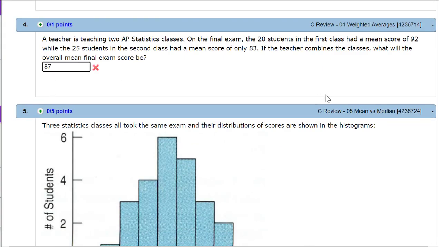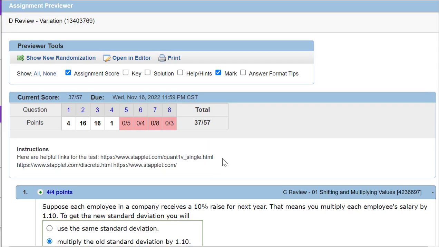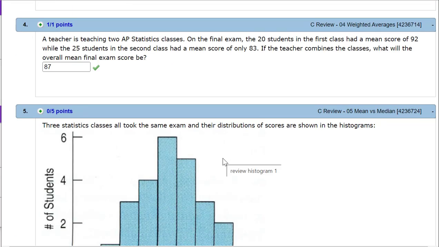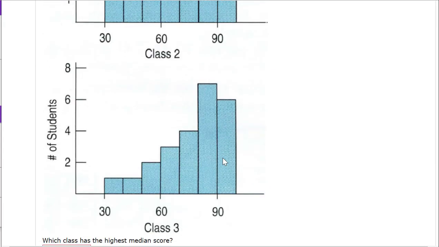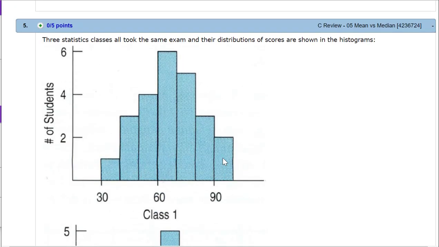So in this problem, you just got to do some number crunching. It's not hard number crunching. Pretty straightforward. And then we have that right. So there we go. Okay, 3 statistics classes all took the same exam, and their distributions of scores are shown in the histograms. So there's all 3. Which class has the highest median score?